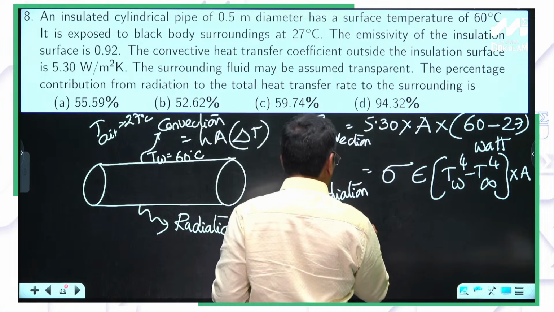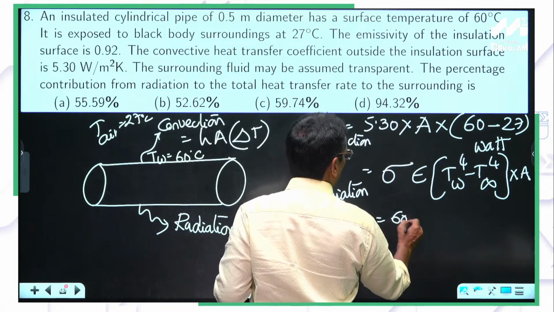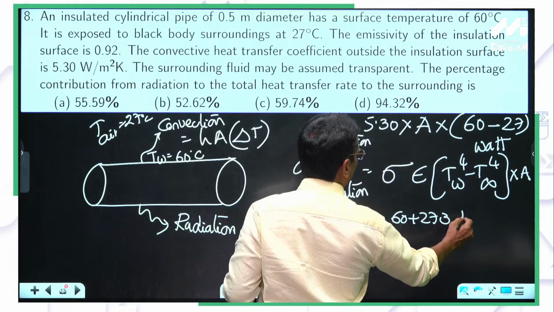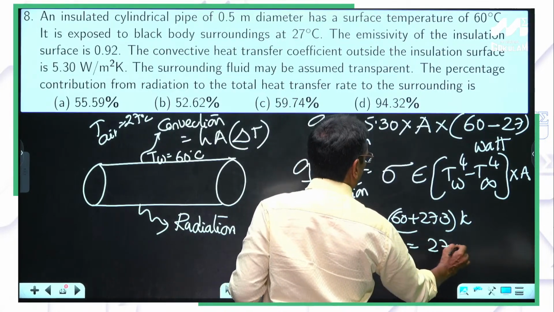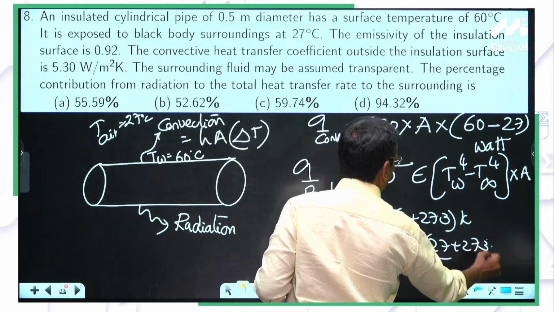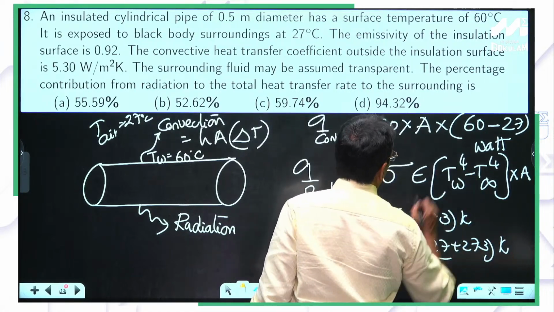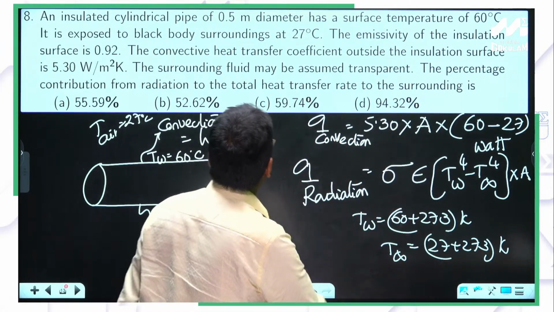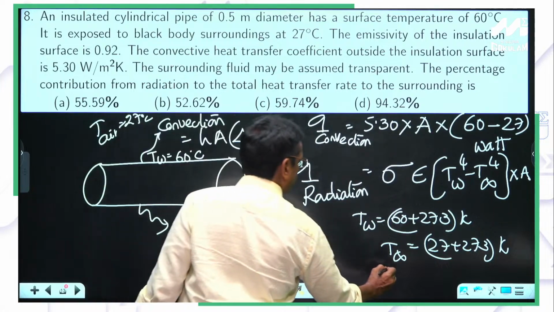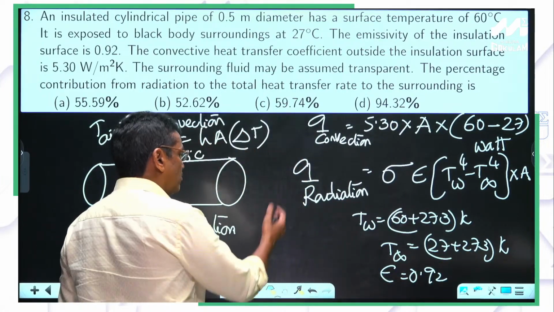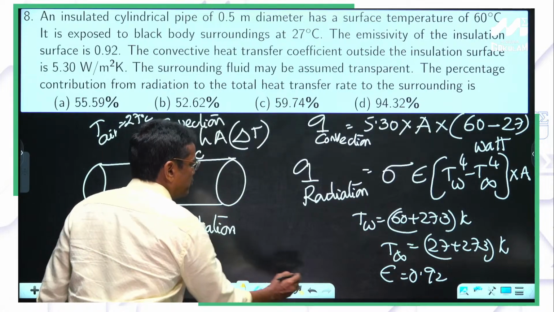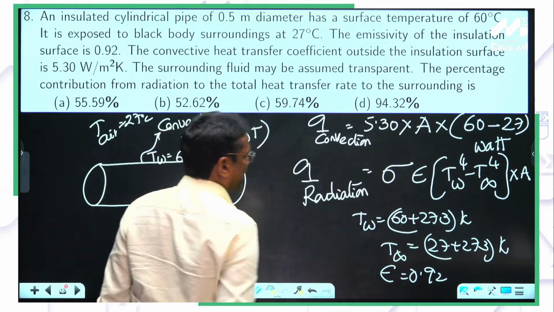But the only thing here, TW we have to keep only in Kelvin. All these temperatures for radiation, T infinity is 27 plus 273 Kelvin. For radiation, you have to convert the temperatures only to the Kelvin scale. Emissivity has been given, 0.92. Sigma is the Stefan Boltzmann constant, 5.67 into 10 power minus 8.